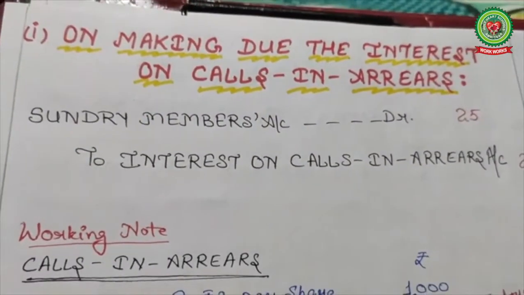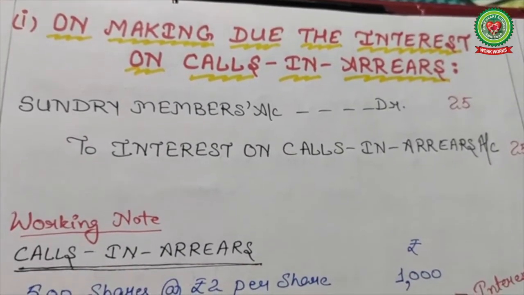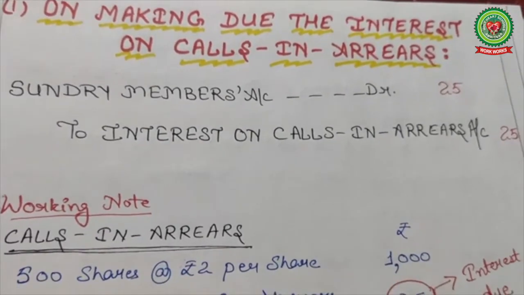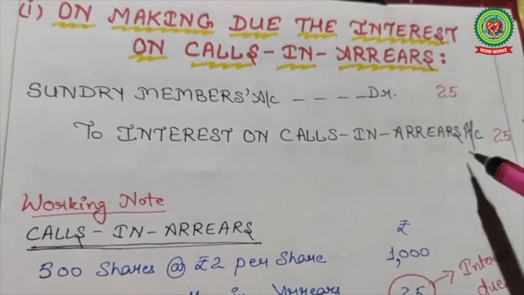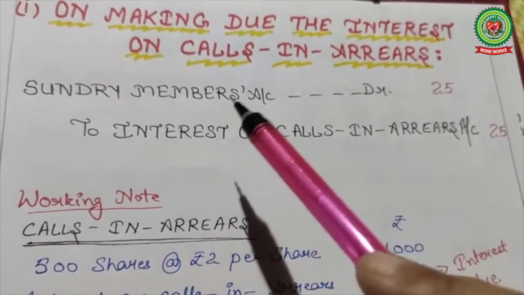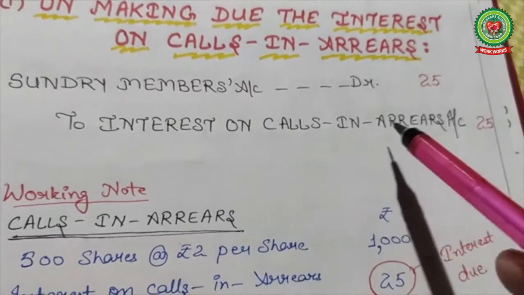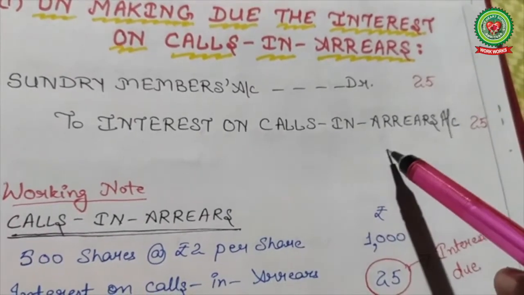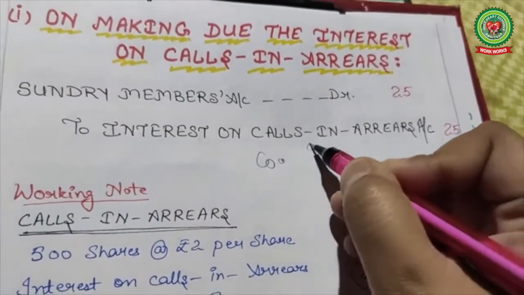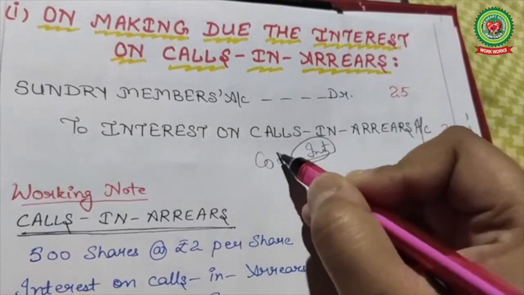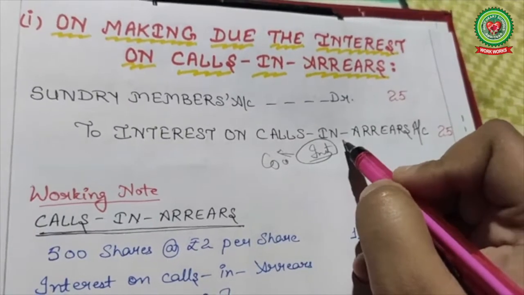First of all, on making due the interest on calls in arrears, the sundry members account, that is the shareholders account, is debited to interest on calls in arrears account. This is your due entry when the interest is not yet received. Why is interest on calls in arrears account credited? Credit all incomes and gains. The company is receiving interest from the shareholders, and for the company it is an income, so that's why it is credited.